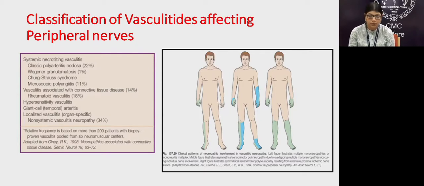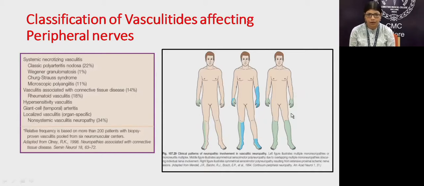Other systemic disorders that cause vasculitis, the classical vasculitic disorders, are granulomatosis with polyangiitis, PAN, Churg-Strauss, microscopic polyangiitis, and secondary vasculitis, which can be caused by rheumatoid arthritis, SLE, or Sjogren's syndrome, hypersensitivity vasculitis, and giant cell arteritis. In our common setting, we see non-systemic vasculitic neuropathy to be the most common, and there are various presentations. They can present initially as a mononeuritis multiplex.